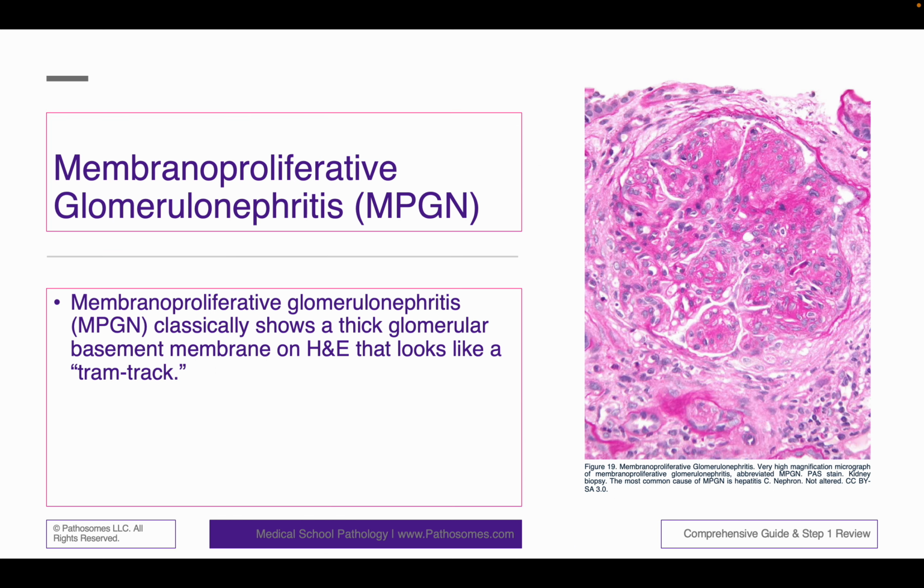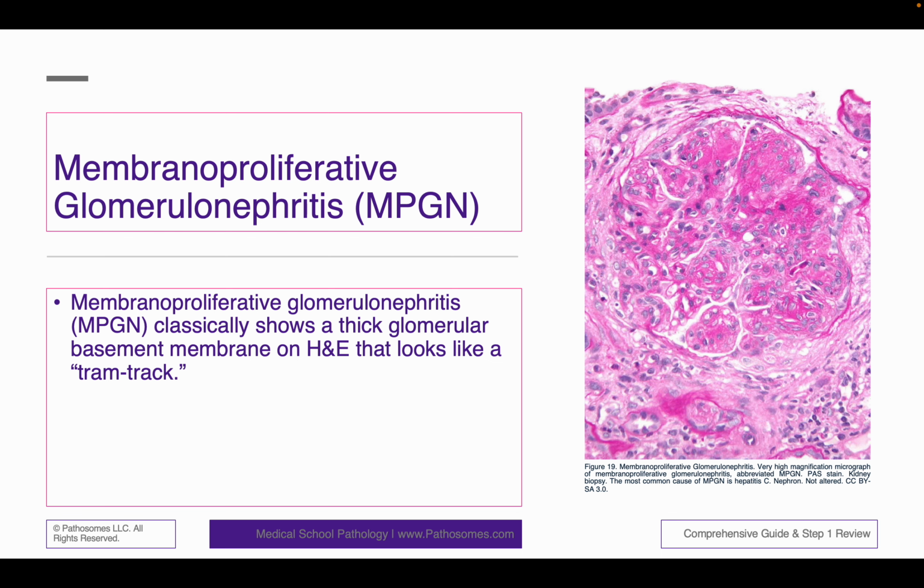More importantly, let's talk about membranoproliferative glomerulonephritis, okay? This is an important one too, with a classic buzzword associated with it. Tram track. If you hear tram track, think membranoproliferative glomerulonephritis, okay? Membranoproliferative glomerulonephritis, or MPGN, classically shows a thick glomerular basement membrane on H&E that looks like a tram track.